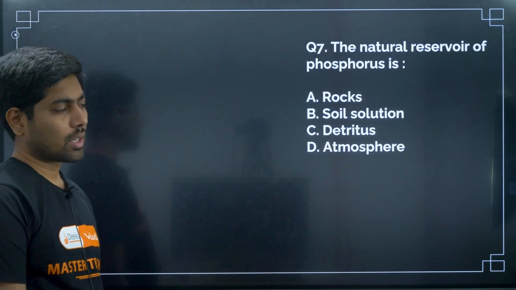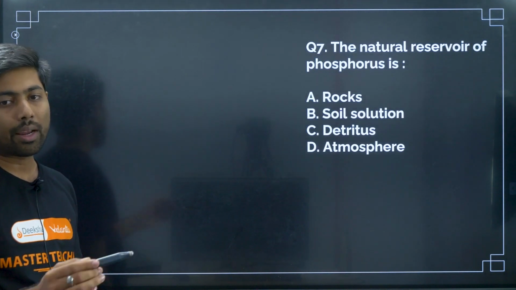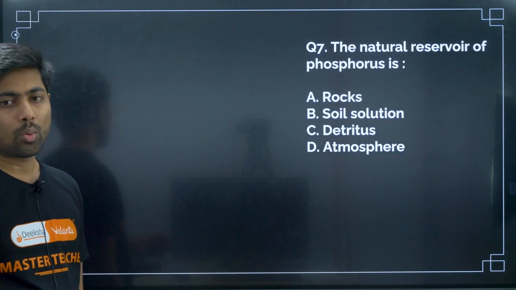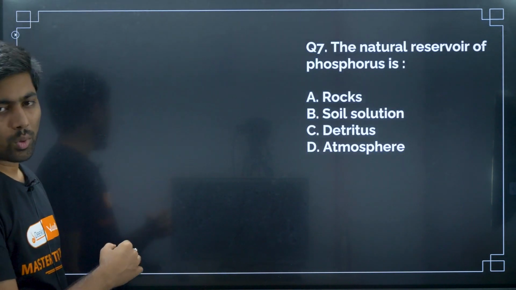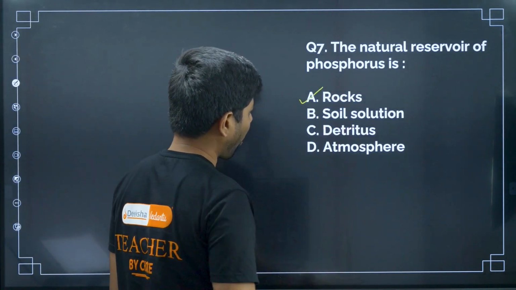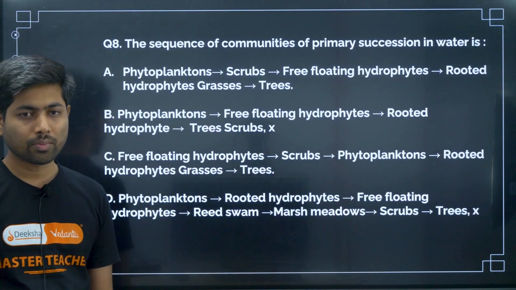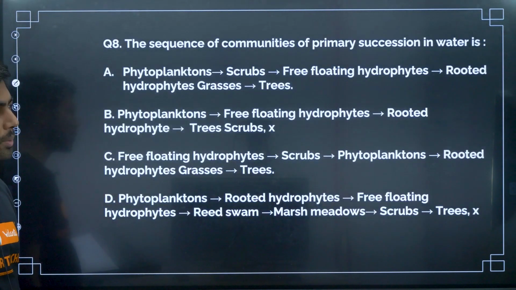Now look at question number 7. Now this is again from a deleted portion, where you study the cycles: phosphorus cycle, sulfur cycle, carbon dioxide cycle, water cycle, all of this. This is from the deleted portion. The natural reservoir of phosphorus is rocks. Rocks are the natural reservoirs of phosphorus.